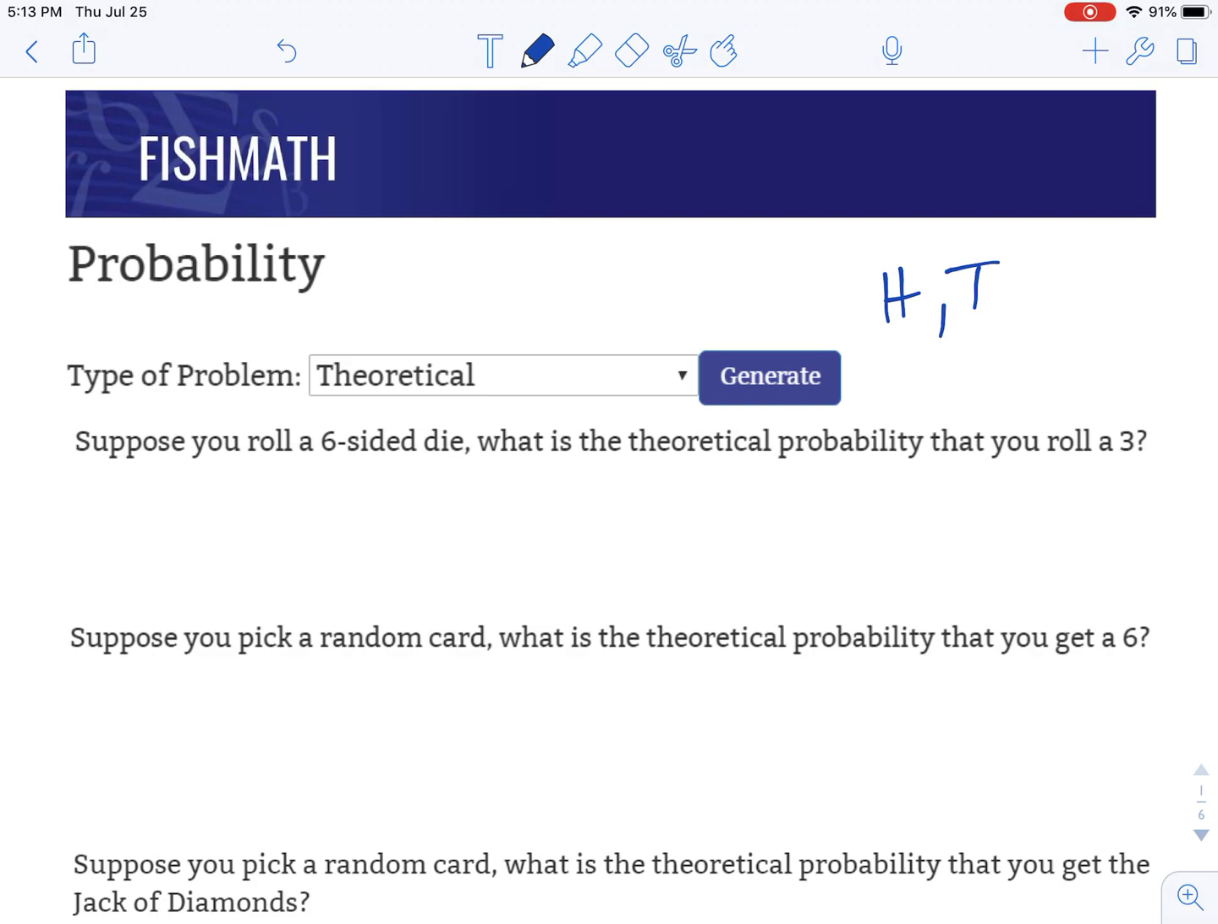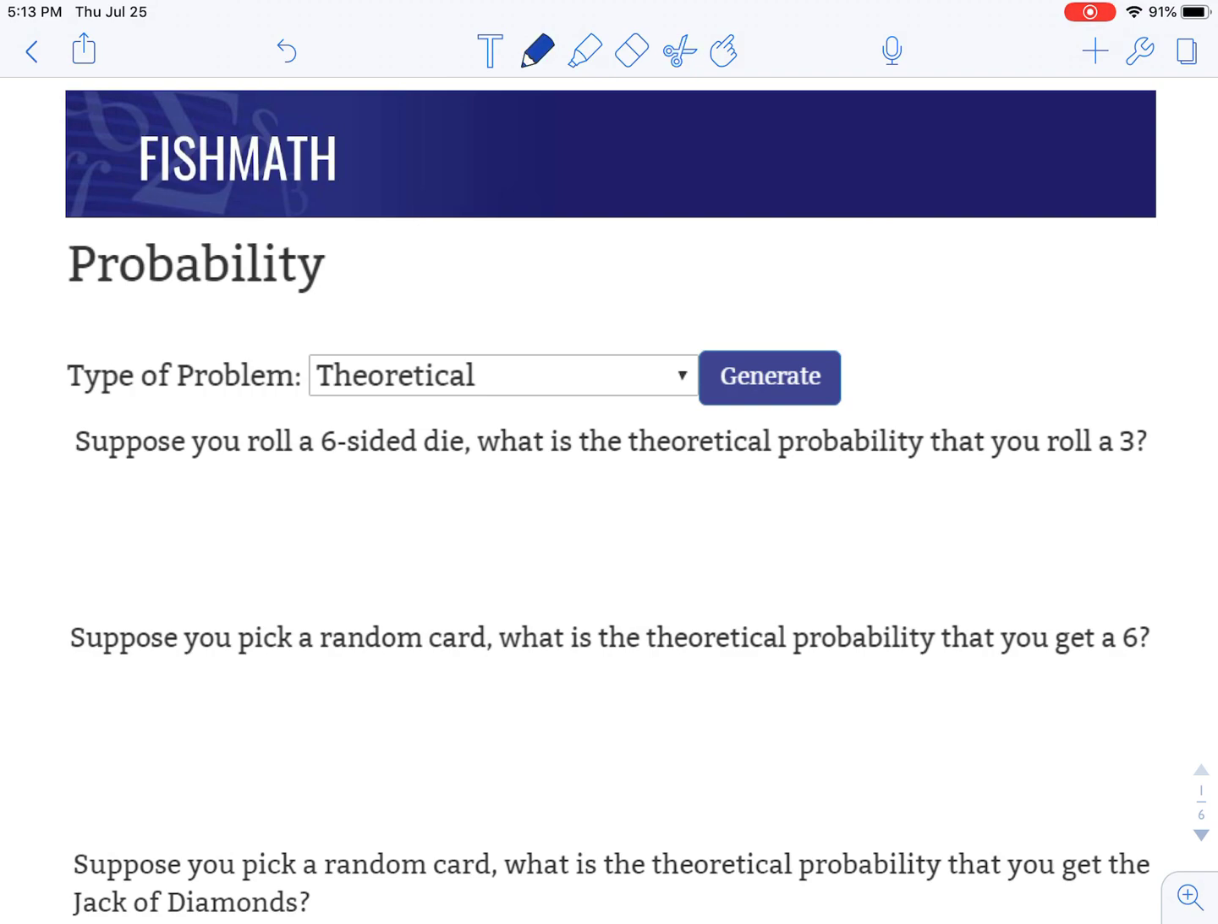But we know that in real life you may not get exactly half heads, half tails. You flip it a certain number of times and that's fine. But in theory it should be half and half since the odds of heads and tails are both 50%. So that's where the theoretical comes in. What should happen in theory?